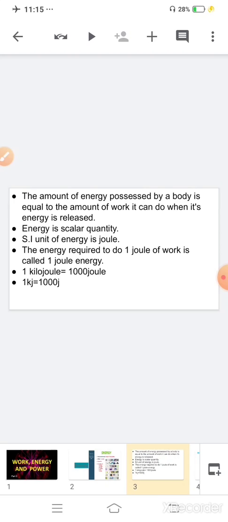Second point is energy is a scalar quantity. So in this case also we will consider only magnitude, not direction. SI unit of energy is joule. And the energy required to do 1 joule of work is called 1 joule energy. 1 kilojoule is equal to 1000 joule.